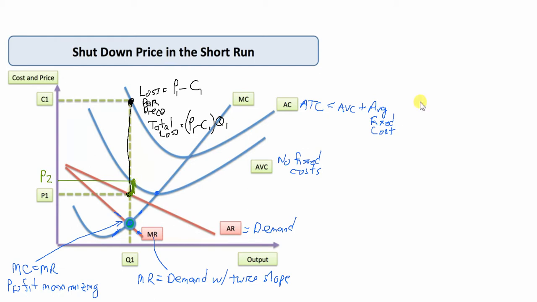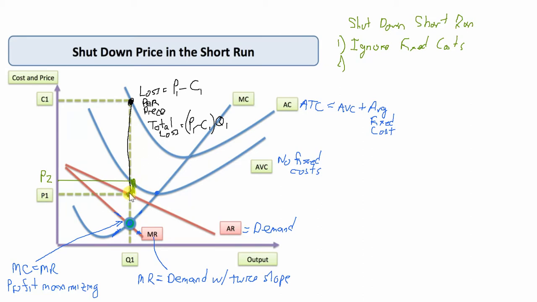Okay, so let's talk about shutdown price in the short run. In the short run, we just don't take fixed cost into consideration. And if we don't take fixed cost into consideration, we're only worried about the average variable cost curve and the demand curve, or the average revenue curve. So in this case, we could see that there's actually a loss at the profit maximizing quantity. Taking the fixed costs out of the equation and just looking at the cost of making 100 pieces, it's higher than we're going to get for the 100 pieces.